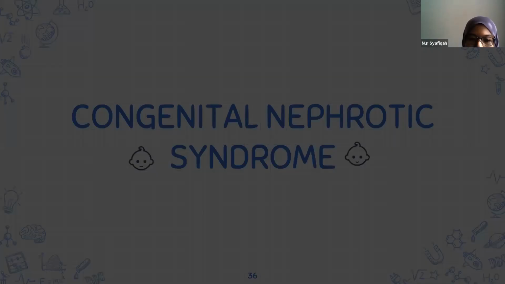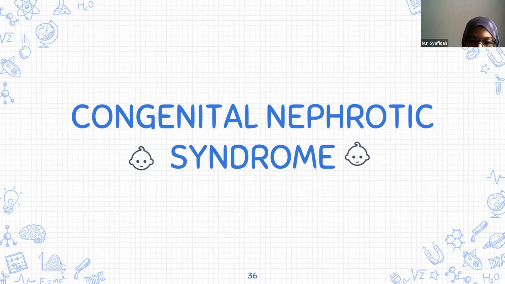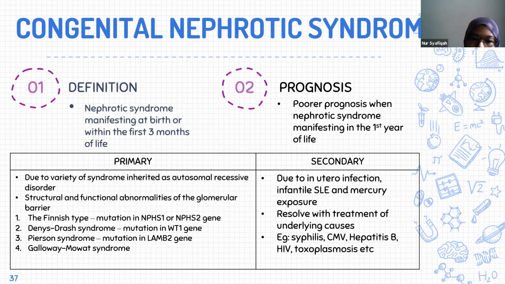The next one, we move on to the last part, which is congenital nephrotic syndrome. Congenital nephrotic syndrome is defined as nephrotic syndrome manifesting at birth or within the first 3 months of life. The prognosis is poorer when it manifests in the first year of life. We can divide congenital nephrotic syndrome into primary and secondary, where primary is due to a variety of syndromes inherited as autosomal recessive disorder, with structural and functional abnormalities of the glomerular barrier.